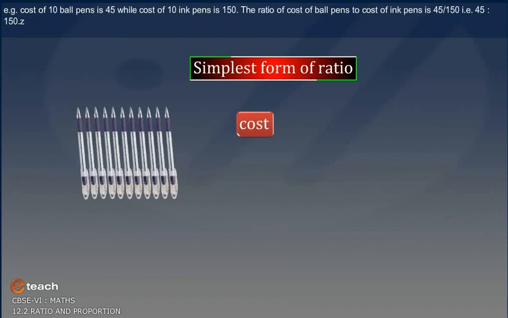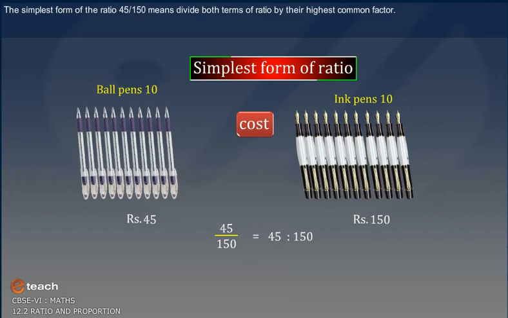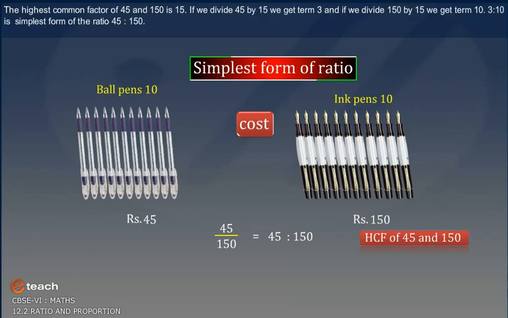For example, the cost of 10 ball pens is 45 while the cost of 10 ink pens is 150. The ratio of the cost of ball pens to the cost of ink pens is 45 divided by 150, that is 45 is to 150. The simplest form of the ratio 45 is to 150 means divide both the terms of the ratio by their highest common factor. The highest common factor of 45 and 150 is 15.